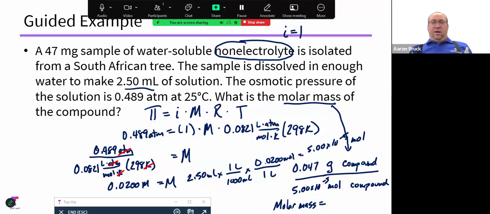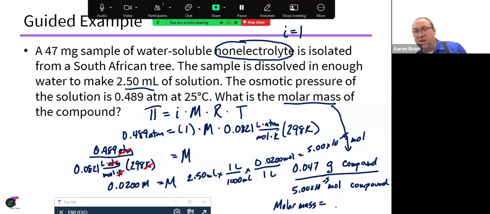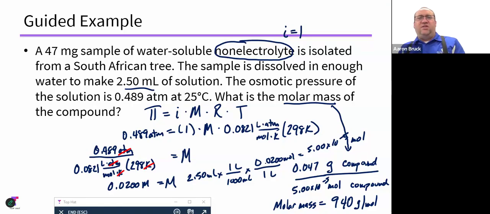So now I have the moles. Grams divided by moles will give us molar mass. So 0.047 divided by 5 times 10 to the negative fifth, to two significant figures, would be 940 grams per mole. This kind of analysis could then be paired with other kinds of analyses to try to isolate what the compound actually is.